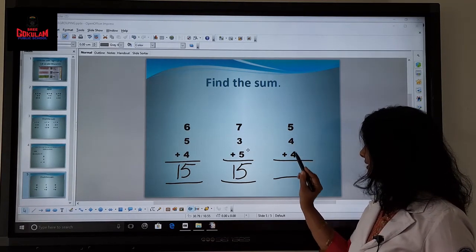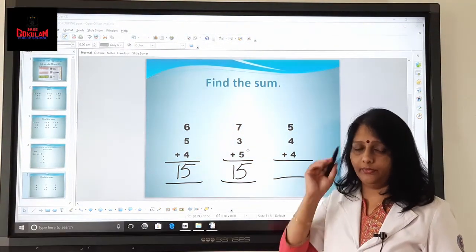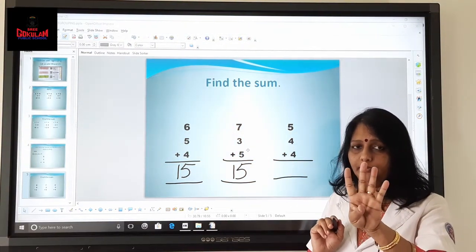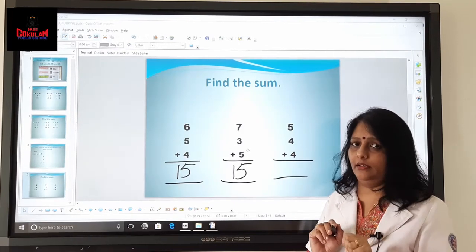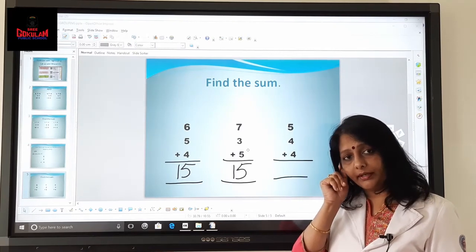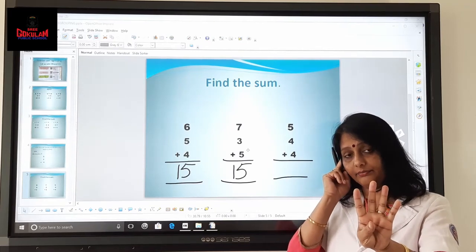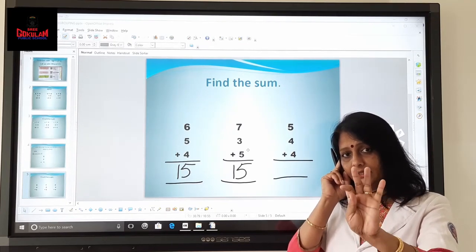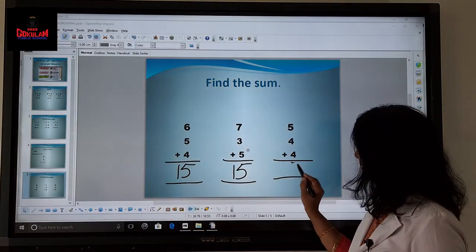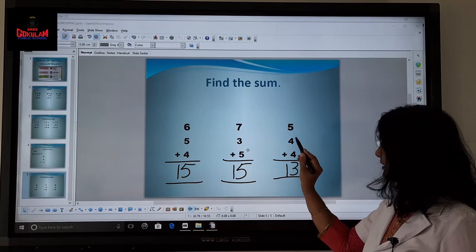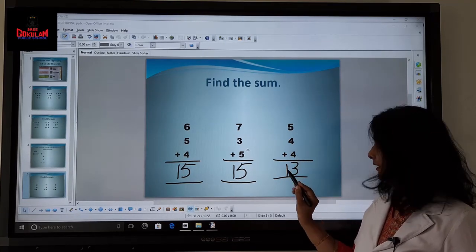5 plus 4 plus 4. What is 5 plus 4? 5 in your mind, 4 on your fingers. After 5, 6, 7, 8, 9. Now 9 you keep in mind and count 4 more. After 9, 10, 11, 12, 13. So the answer is 13. 5 plus 4, 9. 9 plus 4, 13.